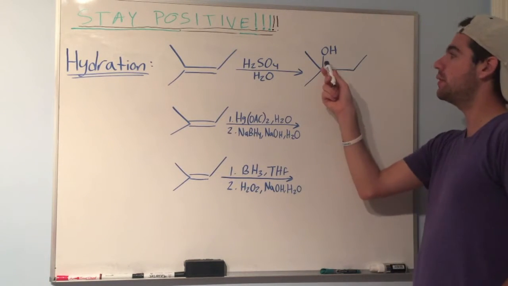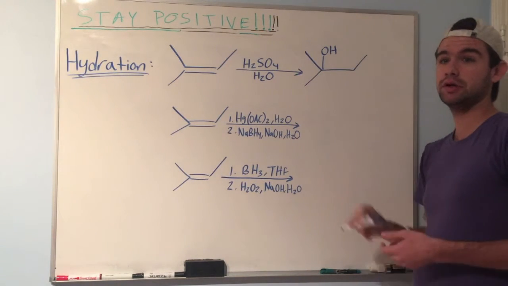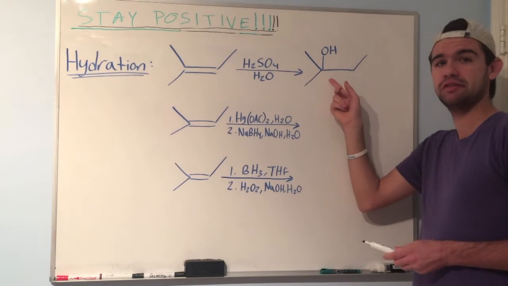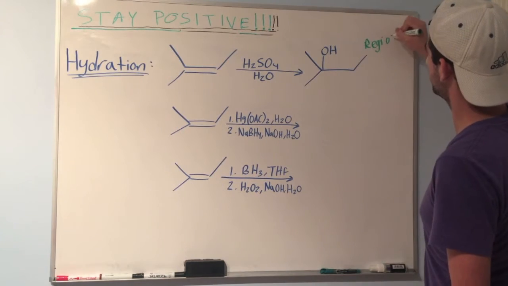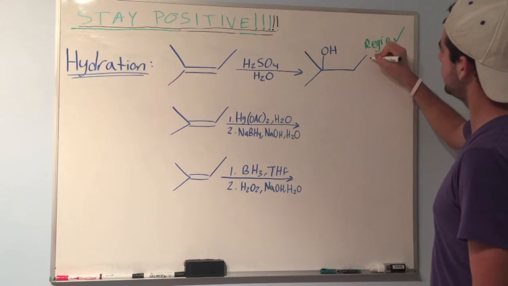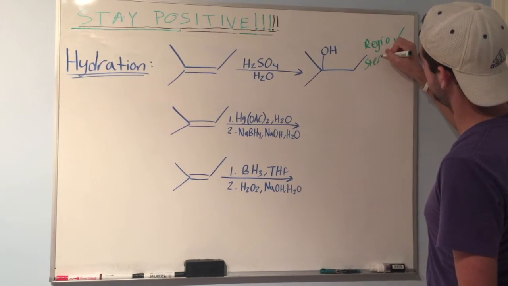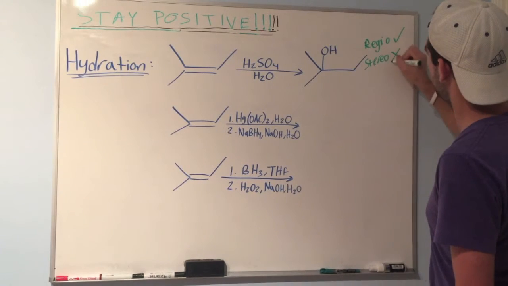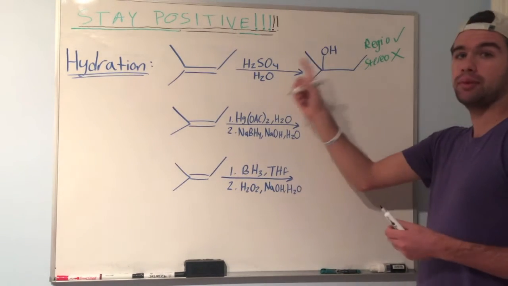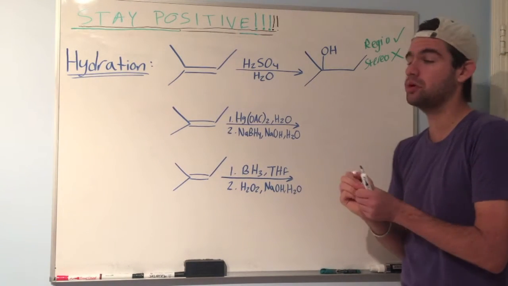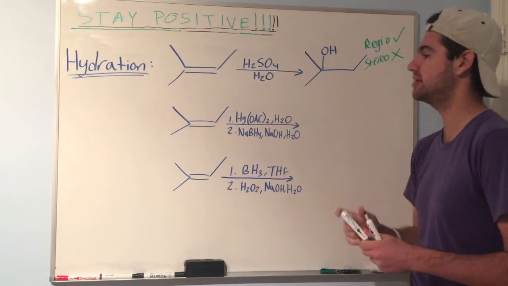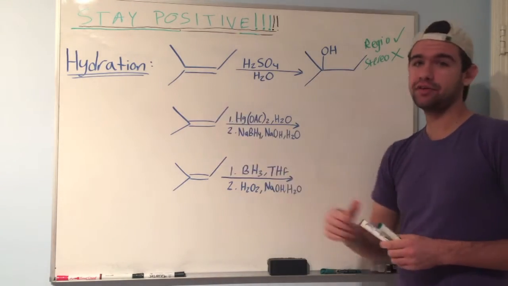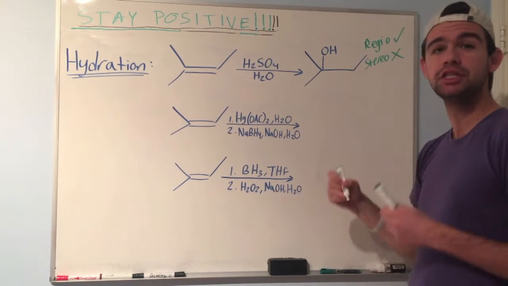Alright, and notice that the OH group that's added is on the more substituted carbon, so we could say this is regiospecific, and specifically, it follows Markovnikov's rule. So we could write regio, yes, and is it stereospecific? The answer is no. So let's write stereo, and let's draw an X. It's not stereospecific because remember the mechanism involves the formation of a carbocation, and it yields a racemic mixture, so this is not stereospecific.